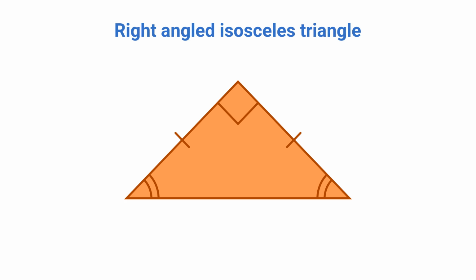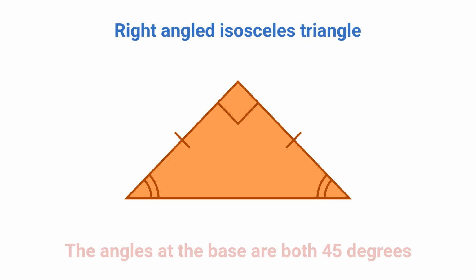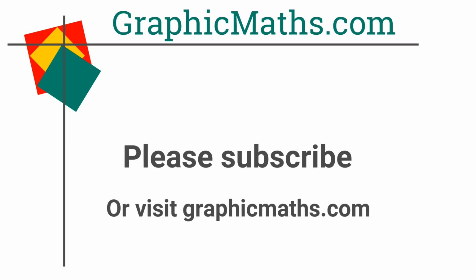For a right-angled isosceles triangle, the angles at the base are both 45 degrees. 45 plus 45 plus 90 is 180 degrees. That is all you need to know about triangles.